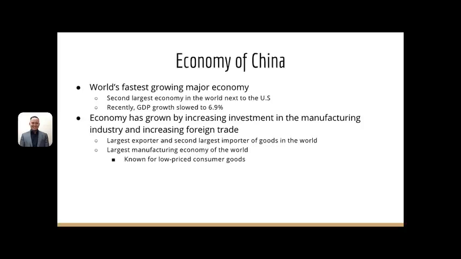China is the largest manufacturing economy in the world with a 23.2% share of manufacturing activity. The US is in second place with a 17.2% share. China is also known for its low-priced consumer goods.